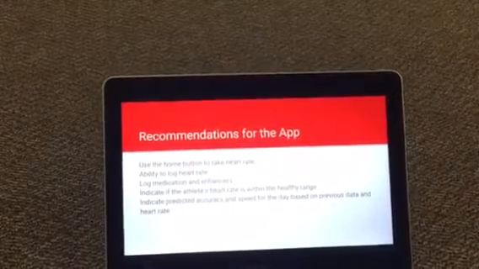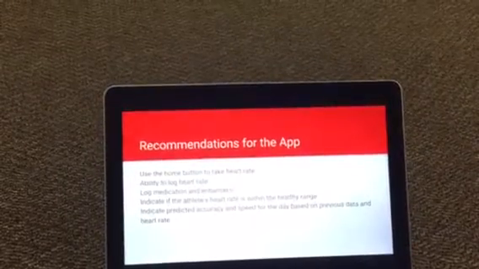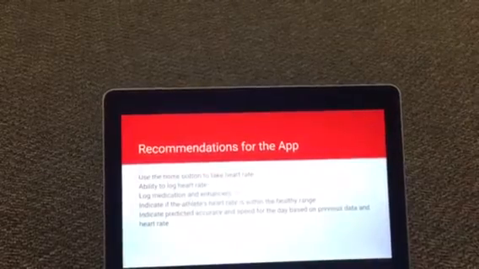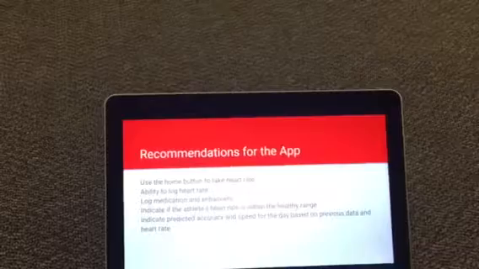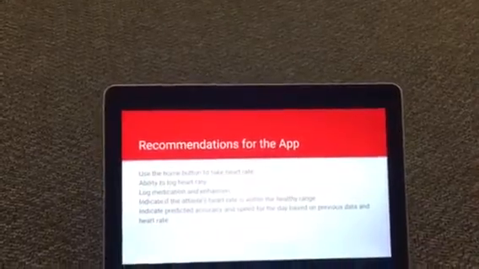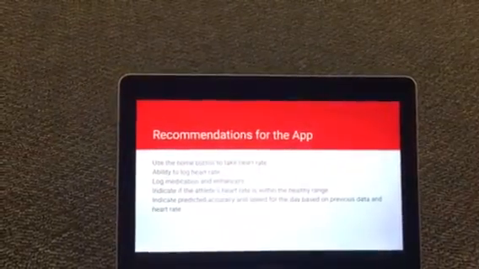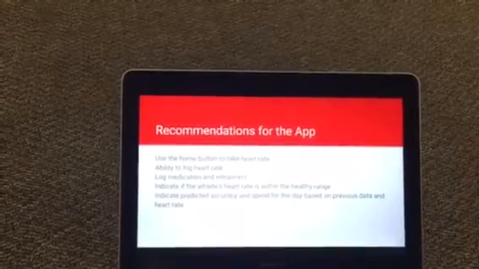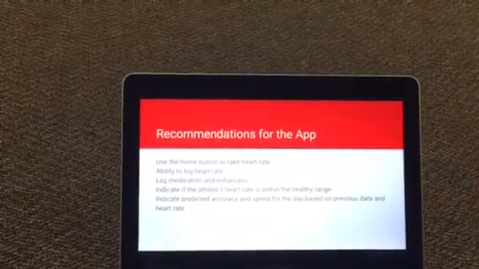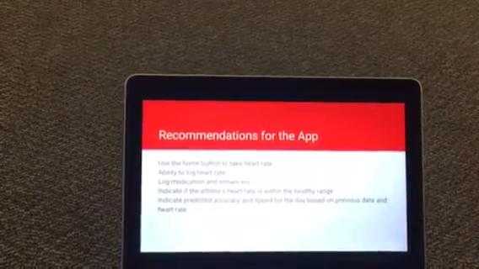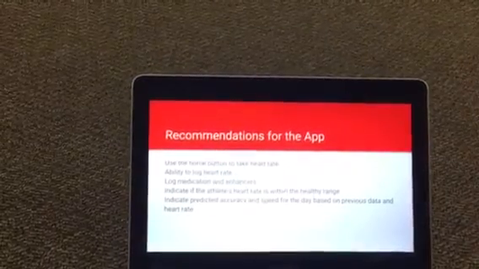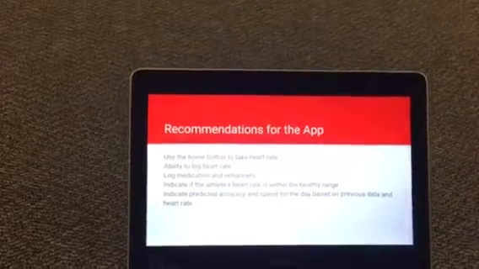So for the app, the home button could take the heart rate of the player so they can keep documentation of that, and they should have the ability to log their heart rate and medications or enhancers to keep in mind for their game. It should indicate whether the athlete's heart rate is within a healthy range or not, and indicate predicted accuracy and speed for the day based on the previous data that they put into the app.